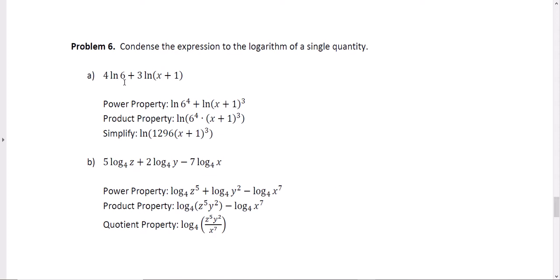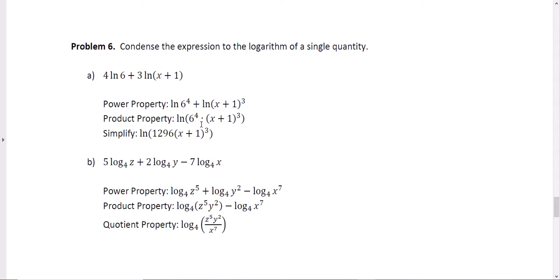So 4 times the natural log of 6 plus 3 times the natural log of x plus 1. We'll use the power property. This 4 coefficient becomes an exponent on the 6. Our 3 coefficient becomes an exponent on the x plus 1. We can now see we have the natural log of 6 to the 4th plus the natural log of x plus 1 cubed. And since we're adding 2 natural logs, we can combine them into a product. That's the natural log of 6 to the 4th times x plus 1 cubed, all inside the logarithm.